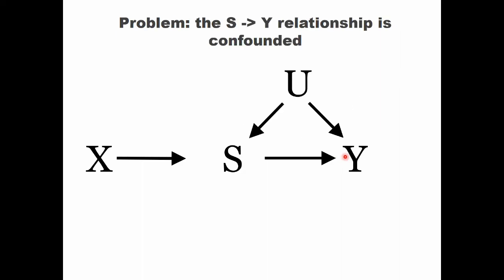We have other situations where you're trying to reason about the strength of the relationship between S and Y, your surrogate and the outcome. But those two things could be confounded, just like we've talked about in the DAGs lecture.